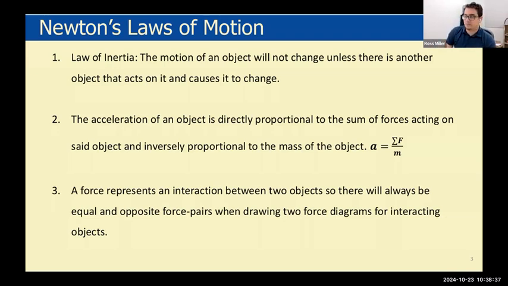So those are Newton's three laws of motion. Today we're going to look at several things for all three.